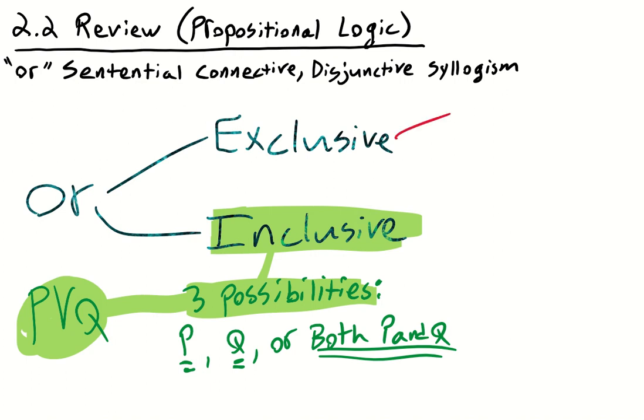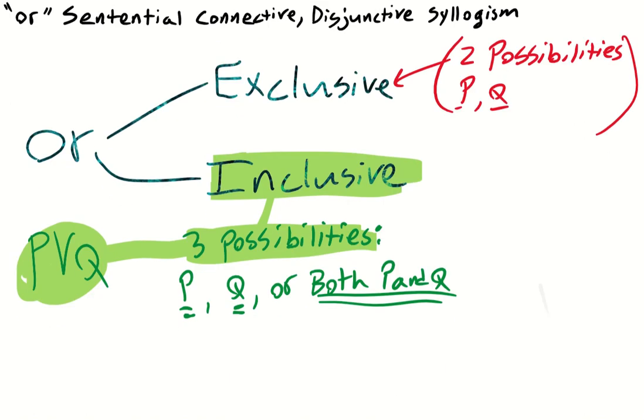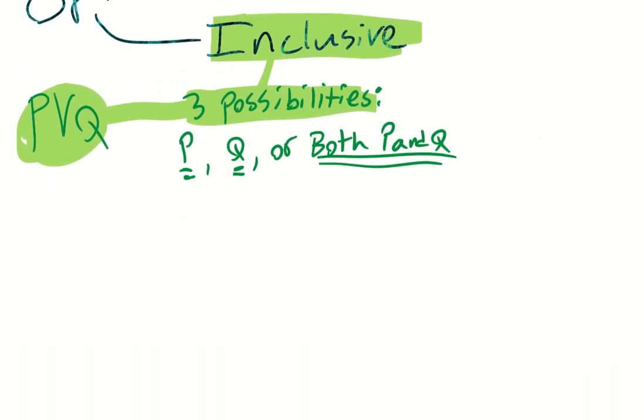Conversely, the exclusive or only has two possibilities. Namely P or Q, but not both. Obviously, in ordinary conversation, in ordinary English, we often use the or in an exclusive sense. So this just raises the question, how would we translate an or exclusive into mathematical logic? It's not difficult. You just have to have a little patience.